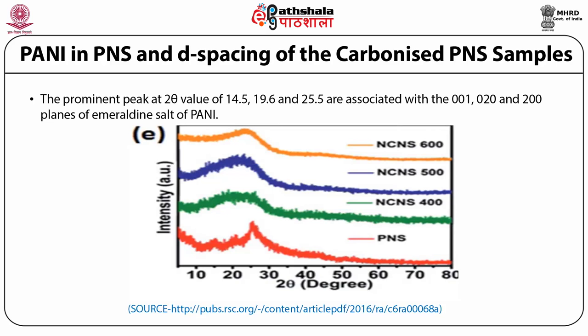The d-spacing shows an increase from PNS to the carbonized Pani, that is NCNS, carbonized at 400 degree centigrade. So the d-spacing in this case is 0.45 nanometer. However, on further increasing the temperature, there is a decrease in d-spacing to 0.4 nanometer, in the case of carbonizing at 500 degree C. On further increasing the temperature to 600, the d-spacing is noticed at 0.37 nanometer.